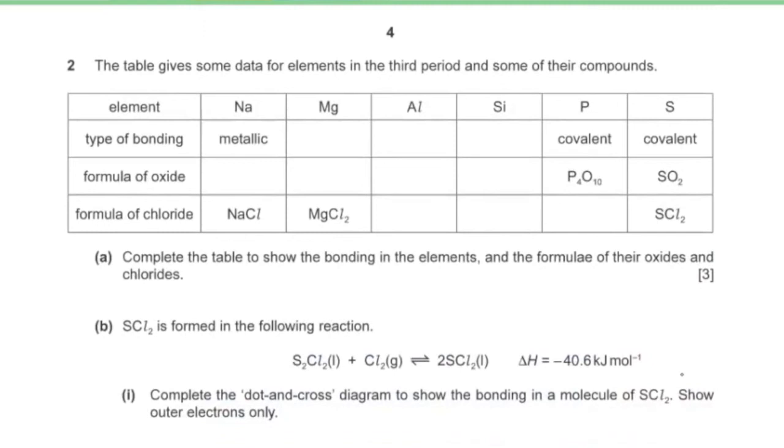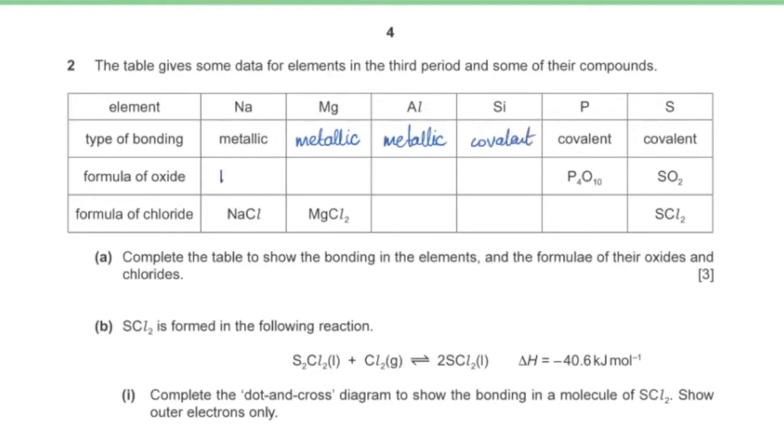Question number 2. The table gives some data for elements in the third period and some of their compounds. Complete the table to show the bonding in the elements and the formulae for their oxides and chlorides. So magnesium has metallic bonding since it's a metal. Aluminum also has metallic bonding. And silicon forms covalent bonding.